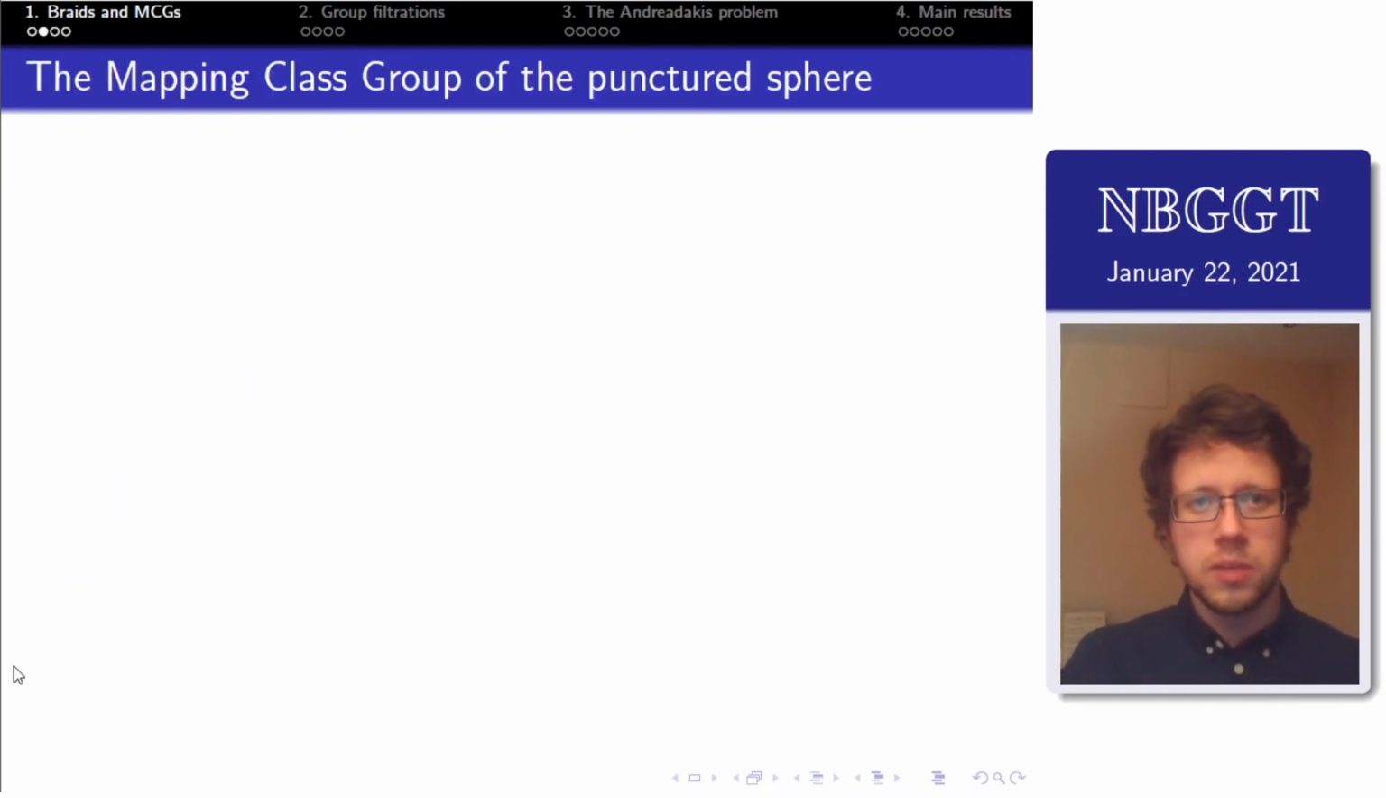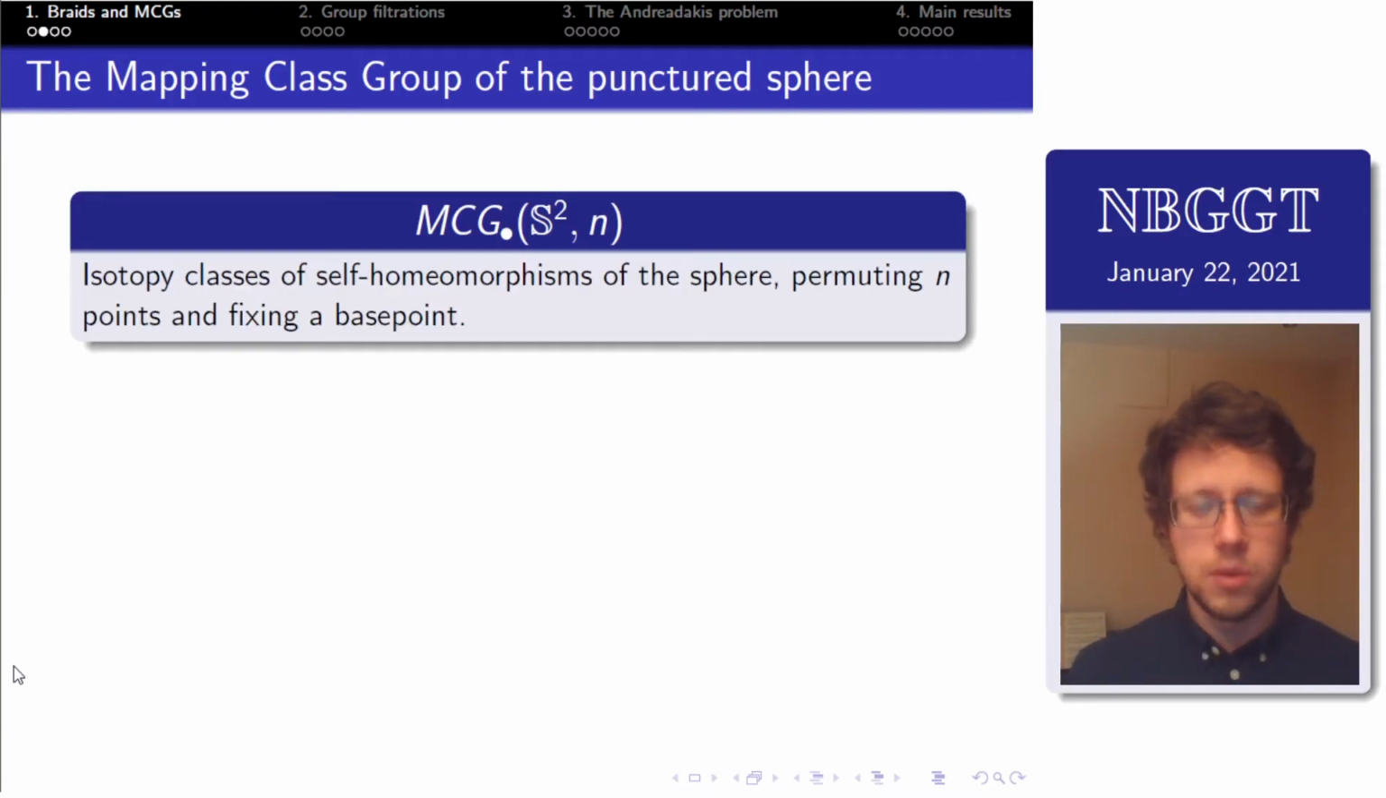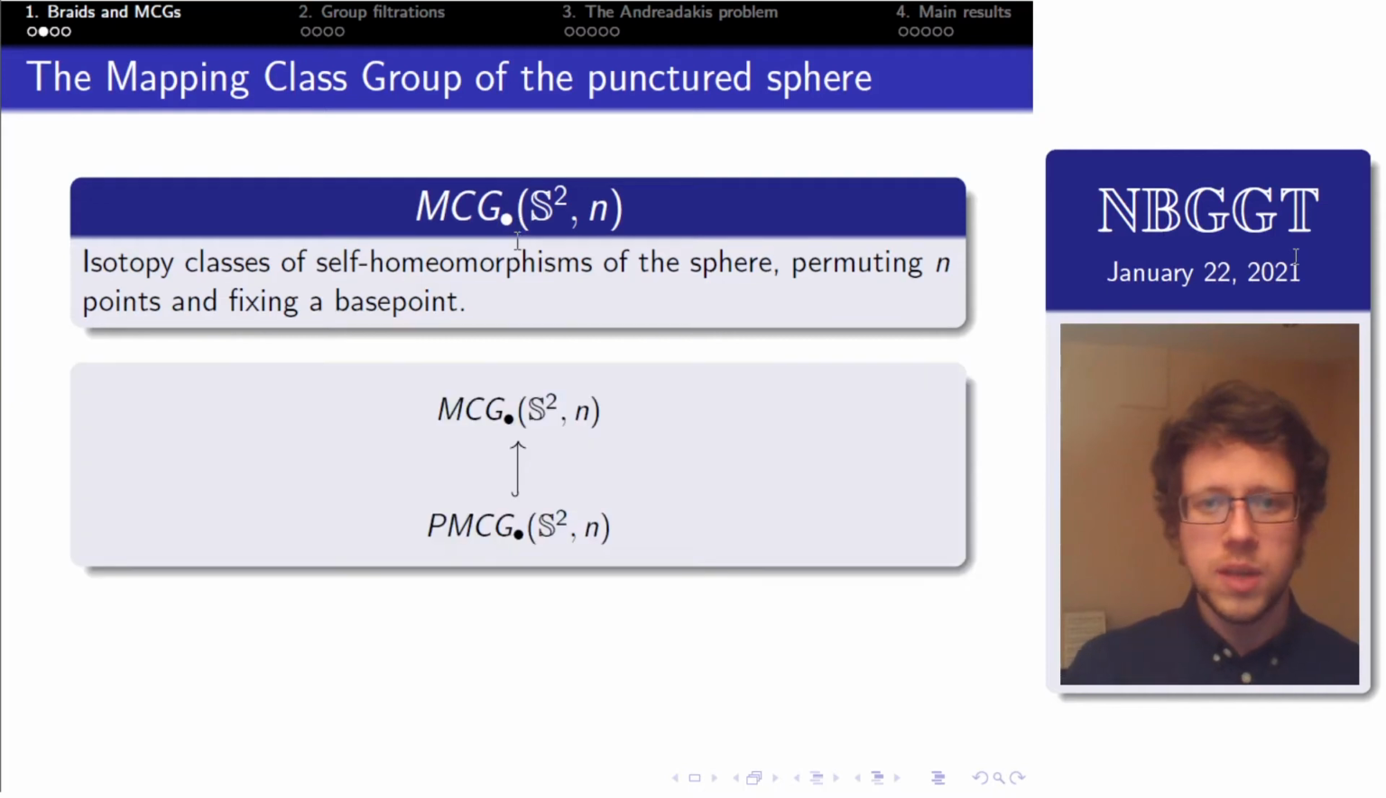So let me talk a bit about the mapping class group of the punctured sphere, which is this one. So this is the group of isotopy classes of self-homeomorphisms of the sphere, permuting these n marked points on the sphere, and fixing a base point. So inside this group, I have the pure mapping class group I'm interested in, which is the one where the self-homeomorphisms are supposed to fix the endpoints instead of just permuting them.